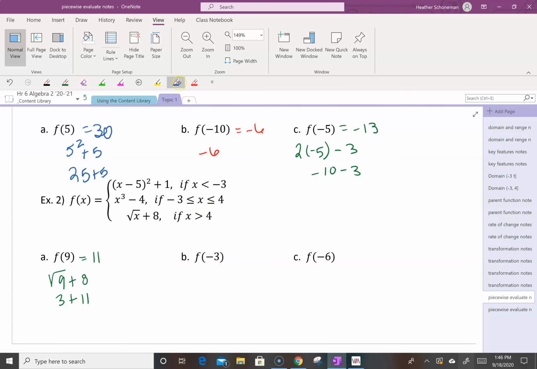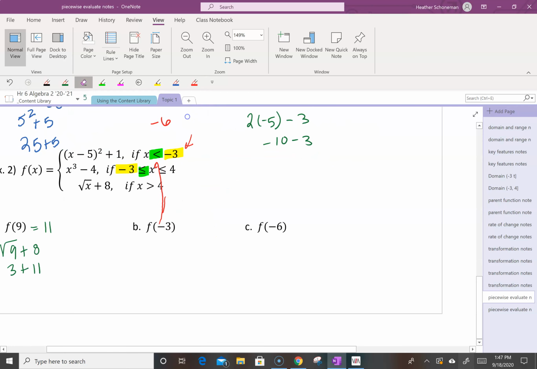Okay. Next one. Oh, f of negative 3. This is kind of tricky because I've got a negative 3 here and a negative 3 here. What you have to pay attention to is the symbol. On this top one, if you plugged in negative 3, you'd ask, is negative 3 less than negative 3? Is it less than? Nope, not at all. So now let's try it again. What if we said, is negative 3 less than or equal to negative 3? Absolutely. So you've got to pay attention to the signs.